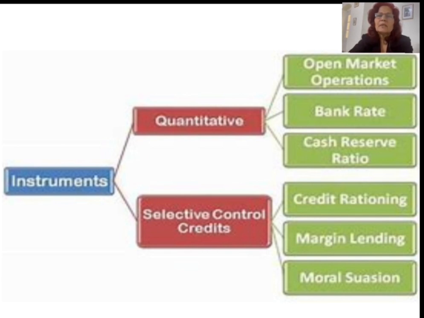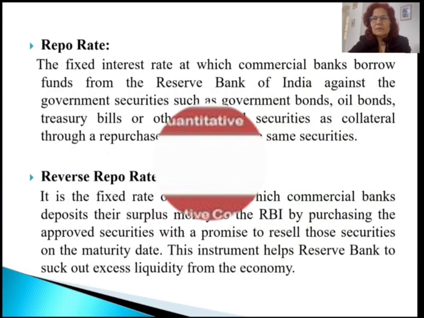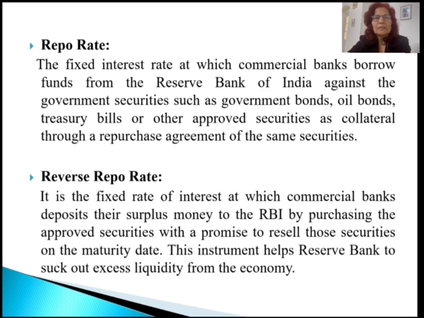Now we will discuss one by one what the repo rate is and the other instruments explained through this chart. First, we will discuss what the repo rate is. It is the fixed interest rate at which commercial banks borrow funds from the Reserve Bank of India against government securities such as government bonds, oil bonds, treasury bills or other approved securities as collateral, through a repurchase agreement of the same securities. So the repo rate is a kind of short-term credit that commercial banks take from the Reserve Bank of India, and collateral means a guarantee, specifically government bonds and securities, which work in that direction in the repo rate.